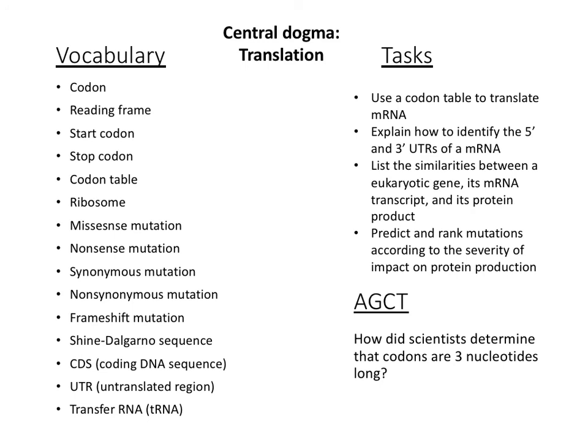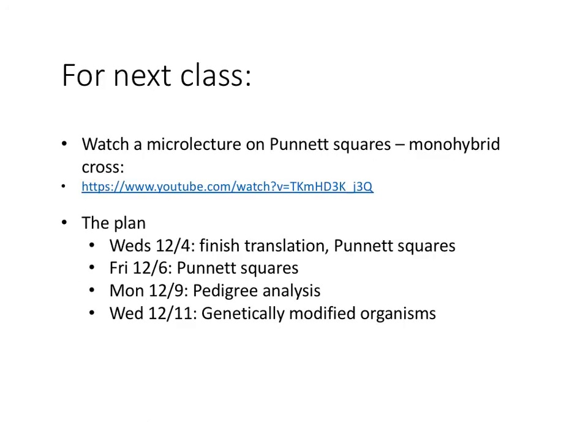So here's where we're heading over the next couple of days. We've only got the next couple of days left. So just one video to watch for next class. We're moving from translation into Mendelian genetics, and this is the outline for the rest of the term. We're going to work on Mendelian genetics for 2 classes. So those of you that fear the Punnett square, don't worry, it's going to be brief. Although I hope to help you make sense of it if you don't understand it already. Then we're going to do pedigree analysis, and we're going to do genetically modified organisms to round out the term.